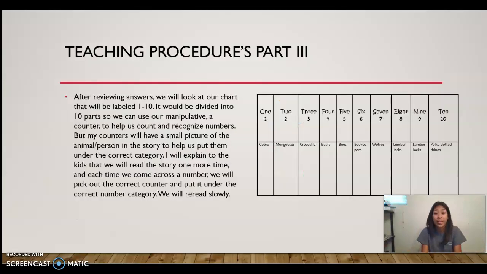For part 3, this is a little chart I made up. I will have it labeled 1 through 10, with both the words and the numbers. I put cobra, mongoose, crocodile, because these are all the different animals or things we'll be seeing within the book. Since it's numbered, I would like us to have counters. With these counters, I will have whatever animal it is. So number 1 will have a cobra. I'll have 1 cobra.